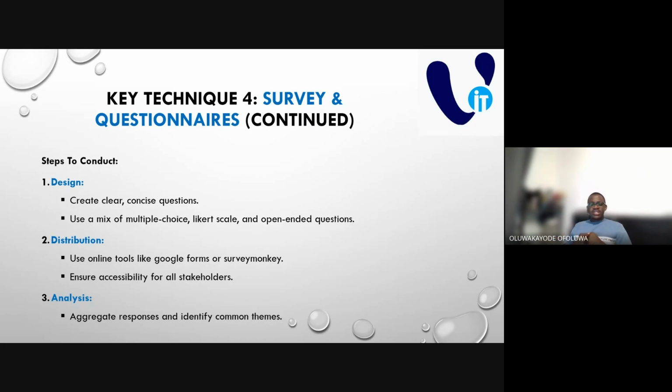And then when you get your surveys and questionnaires back, you want to be able to analyze them, aggregate responses, and identify common themes. You want to be able to look at the trend of things based on the replies of your stakeholders.